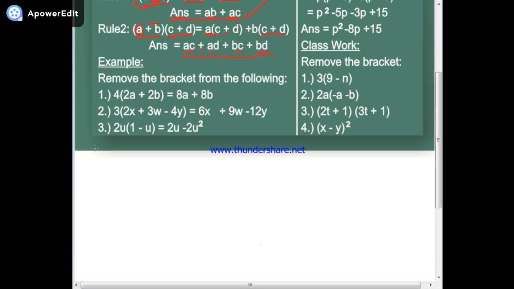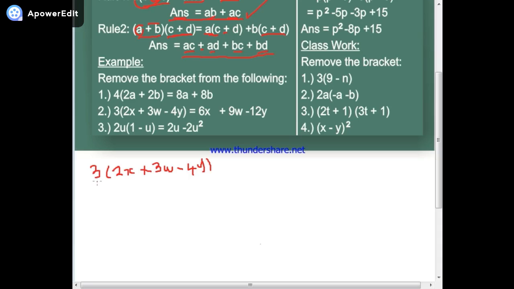Question 2, which is 3 into 2x plus 3w minus 4y. So how are you going to do this? You are going to use this one to open the bracket too. So what you are going to do is to multiply the one outside by the one inside.